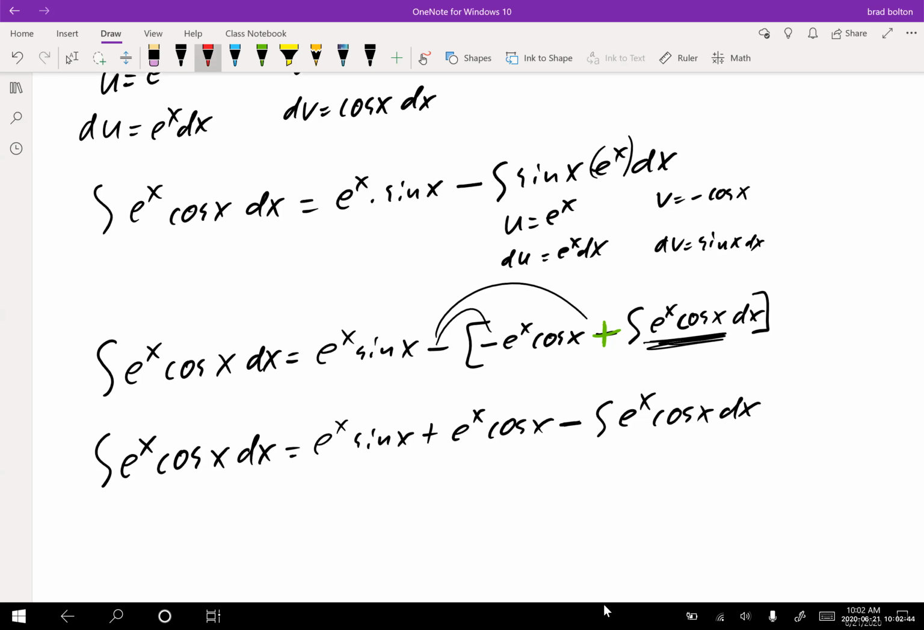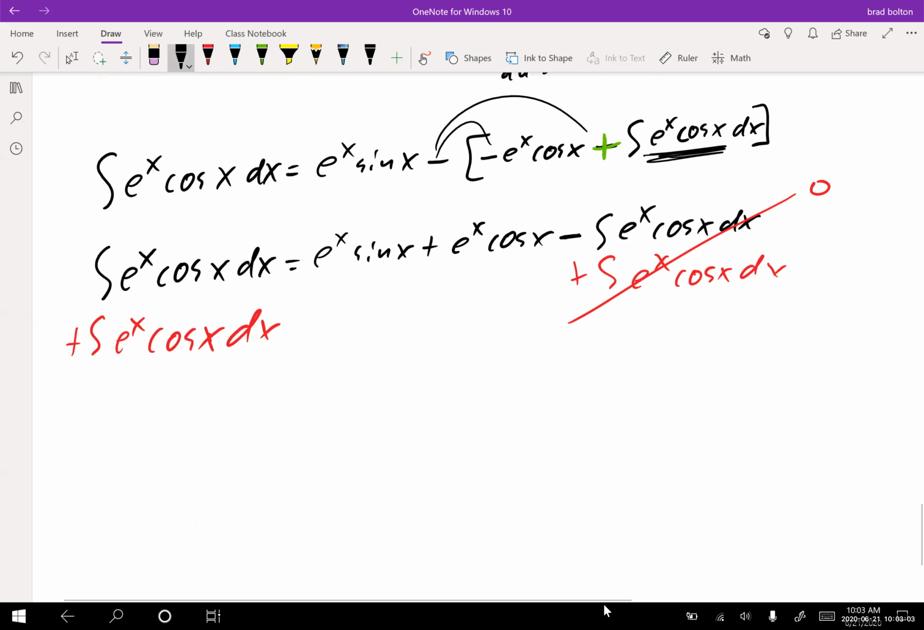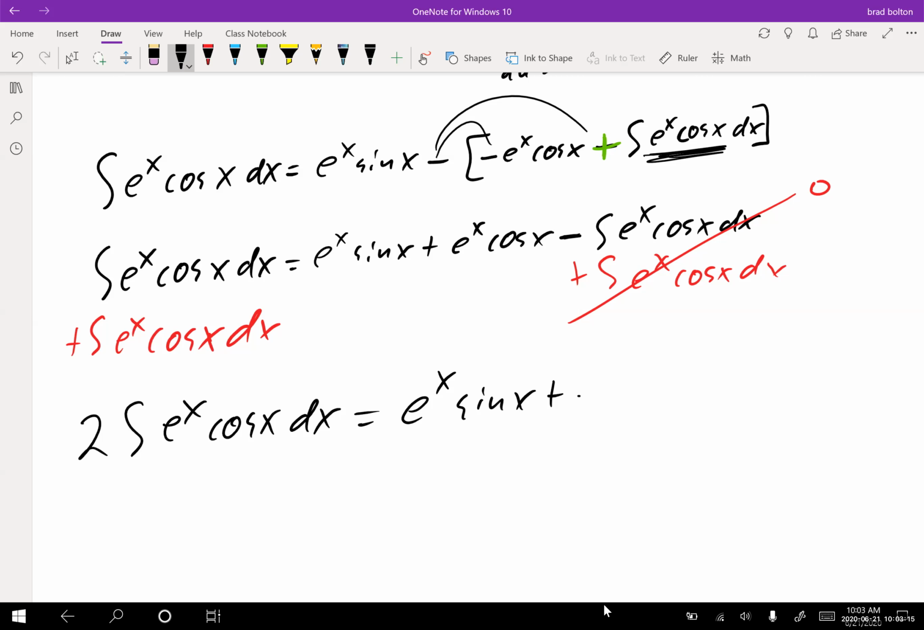Okay, so hopefully you guys noticed that this and this are identical. So what I can do is add the integral of e to the x cosine x dx over to the other side. So this is kind of sneaky, right? So this would become 0. And now we're going to be left with 2 integrals of e to the x cosine x dx, right? They're like terms, so I can make them the same. So now I have the integral on the left side, and the right side no longer has integrals. All I have to do now is divide by 2.